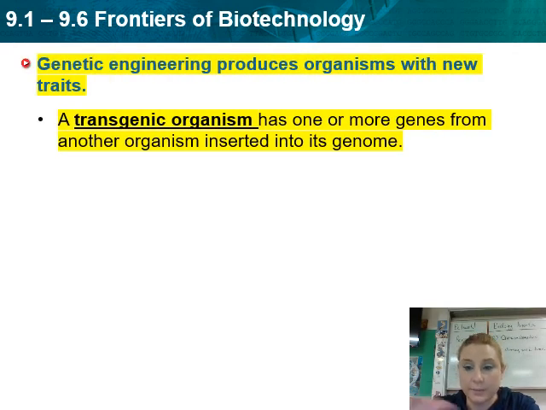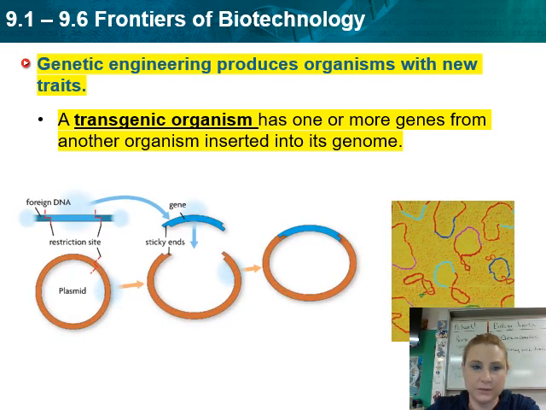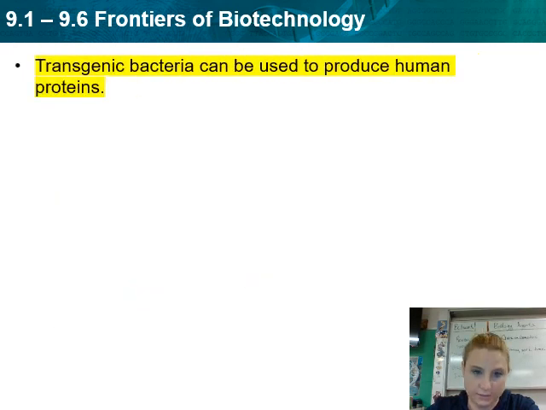Then the bacteria reproduce. We take that new plasmid and we insert that into our new organism. So genetic engineering produces organisms with new traits. Organisms that have those different genes from something else we call transgenic. So a transgenic organism has one or more genes from another organism inserted into its genome. So here it is. Here's our plasmid. Foreign DNA contains the genes. Then we insert that into our brand new organism to make it a transgenic organism.